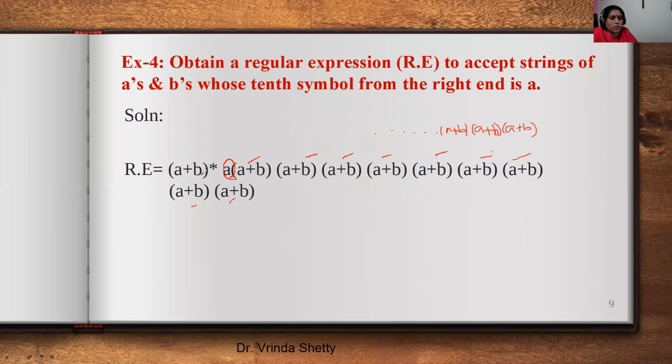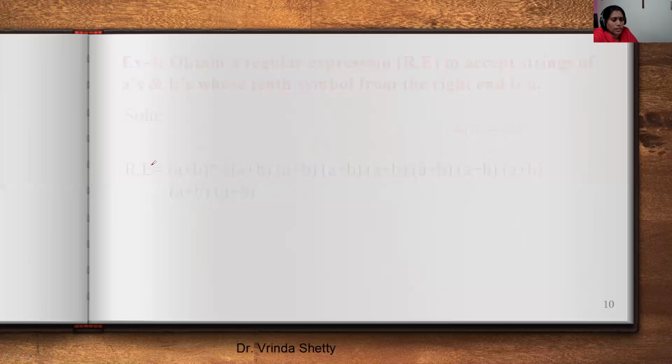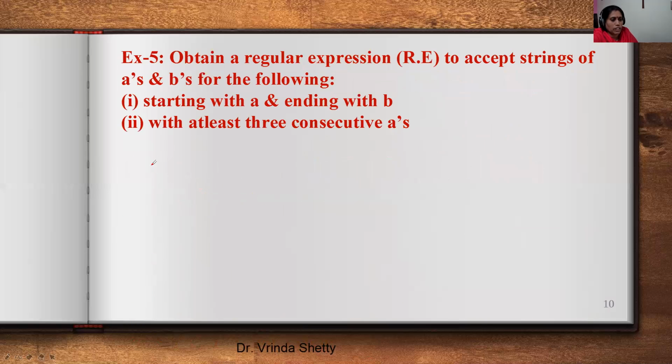As soon as any number comes, we write it as a star, that is, zero or more occurrences. So we write it as (a+b) whole star, which will take any number of a's and b's. But here the condition is that the 10th symbol from the right end is a. So according to that, we write nine times (a or b), preceded by a, and before that any number of a's and b's. We'll see one more example.